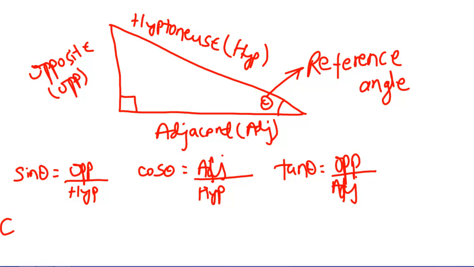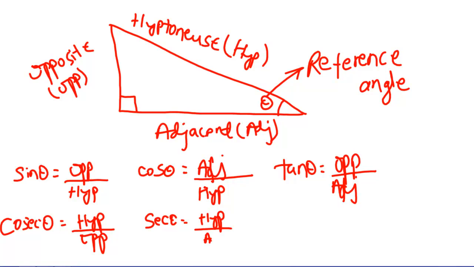Likewise, the cosecant is the opposite of sine, so basically the reciprocal of sine, which would give me hypotenuse over the opposite. Likewise, secant is the reciprocal of cosine, so I can write this as the hypotenuse over the adjacent. And cotangent is the reciprocal of tangent, so it is adjacent over the opposite.